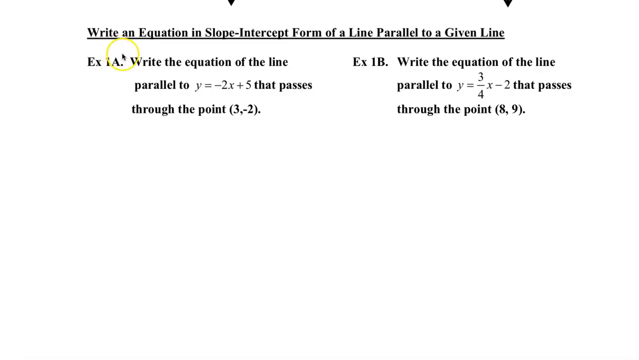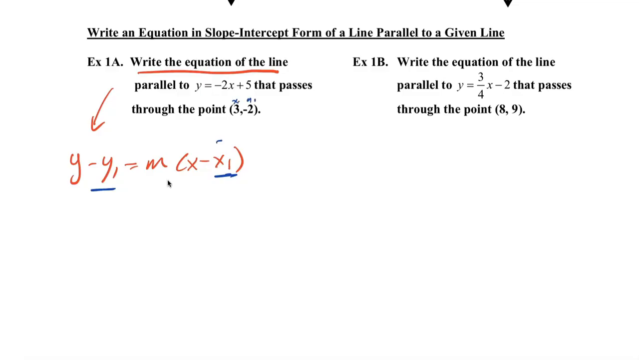Okay, first example: write an equation in slope-intercept form of a line parallel to the given line. So writing an equation of a line that's parallel to y equals negative 2x plus 5, but that passes through the point (3, -2). You heard me, right? I said write the equation of a line. Anytime I see that, we automatically go to my favorite one, y minus y1 equals m(x minus x1). All we need to do is write this and fill it out. We have to find the y1, the x1, and the slope. x1 and y1 are the easy parts. They gave it to us: 3, negative 2.